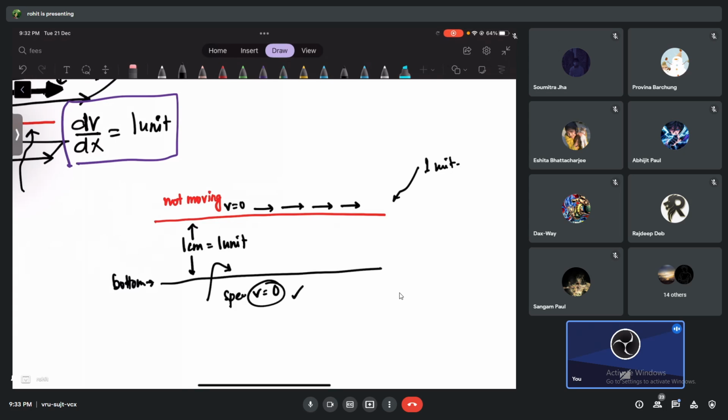Think. See, do you agree that to move this topmost layer, I have to apply force or not?